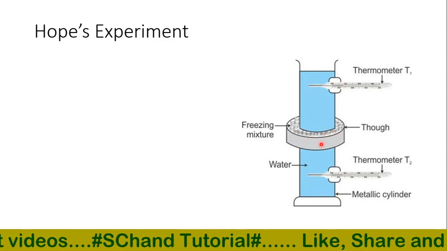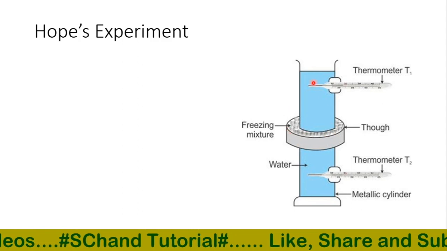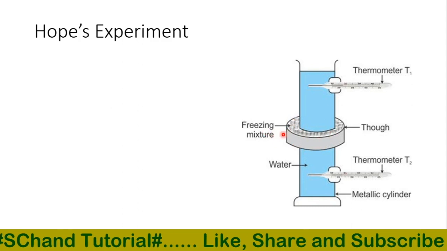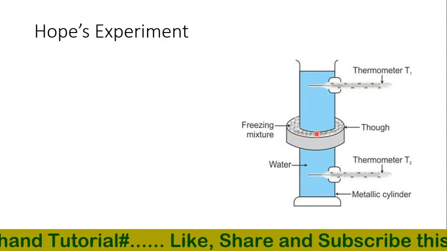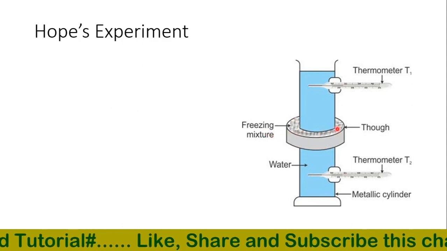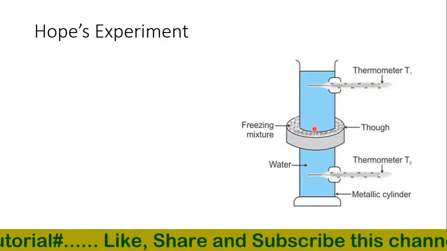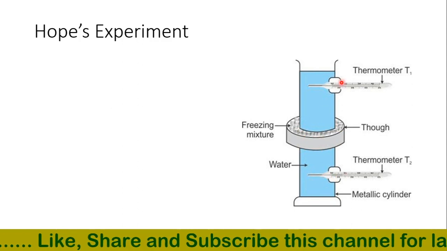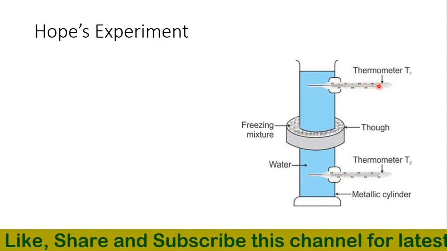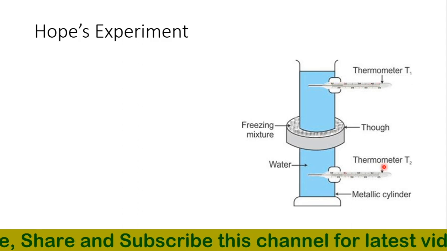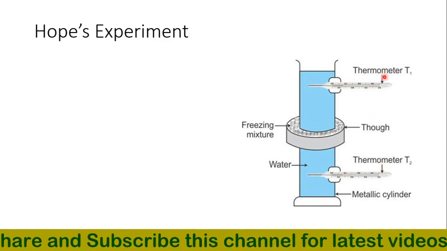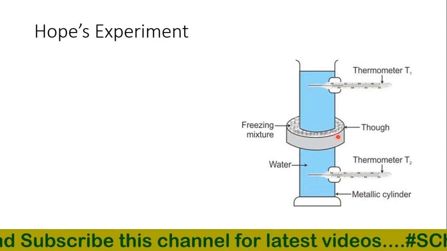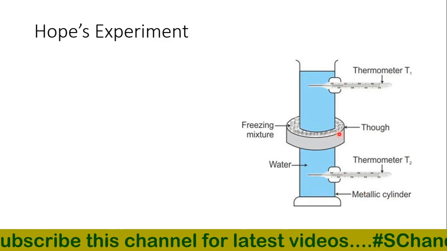Around the cylinder there is a circular trough in which there is the freezing mixture. Freezing mixture means ice and salt. There is a mixture of ice and salt, and inside the cylinder there is water, with two openings, one at the bottom and one at the top. At the bottom there is one thermometer, and at the top opening there is also one thermometer. T1 and T2, two thermometers are there, and in the middle there is the trough, right?